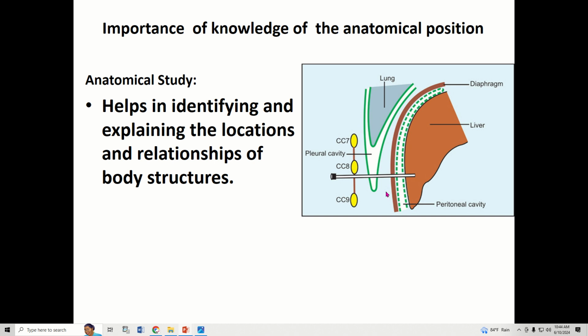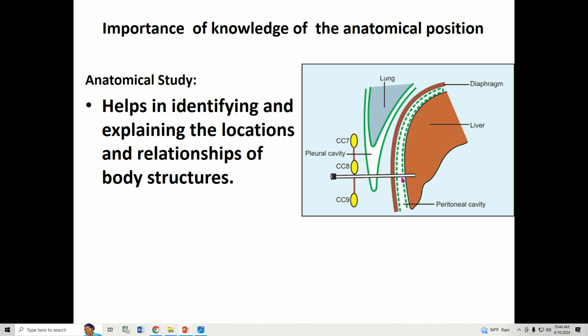The knowledge of the anatomical position also helps in identifying and explaining the location and relationship of body structures. By anatomical position, we know this is the right lateral surface of the liver. It is situated on the right side of the body, and according to the description, we know the right lobe is higher than the left lobe and the right lobe is bigger in size.